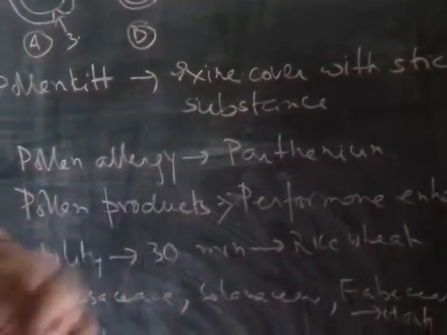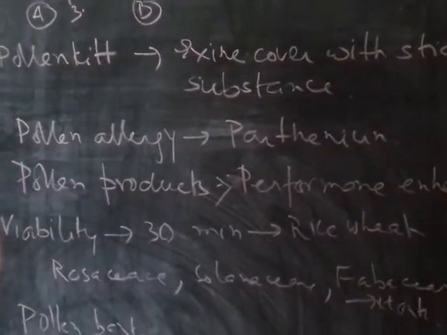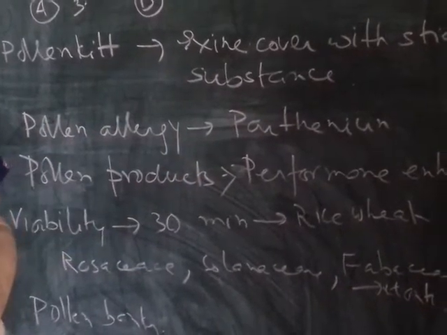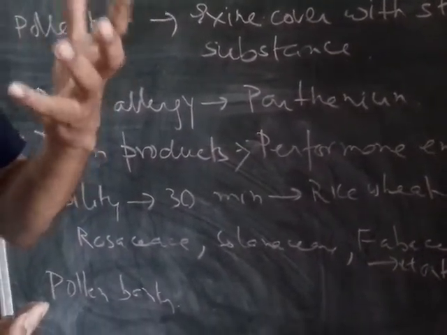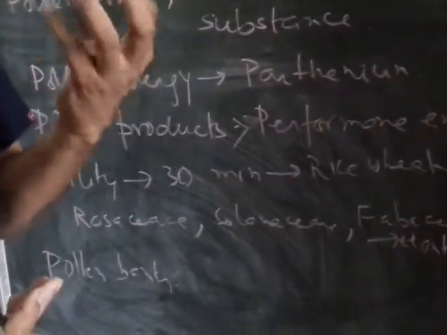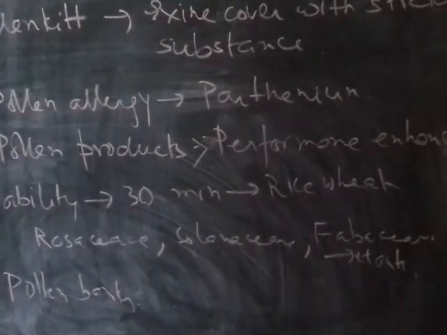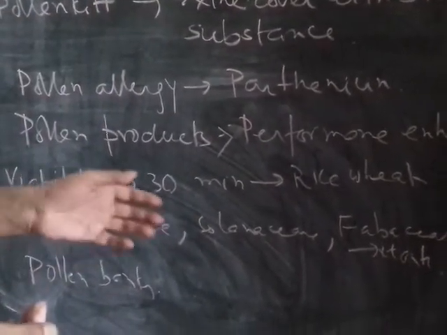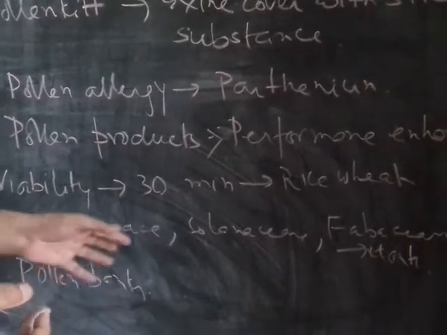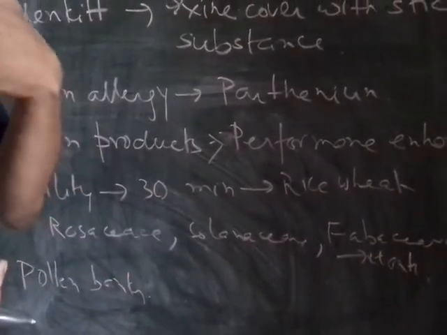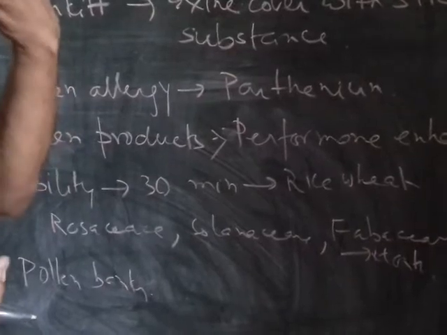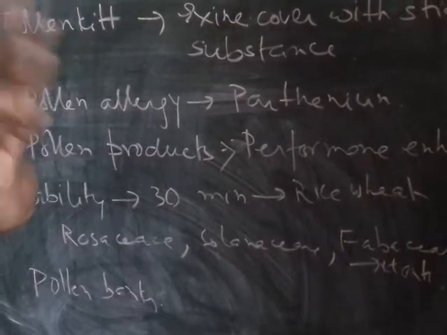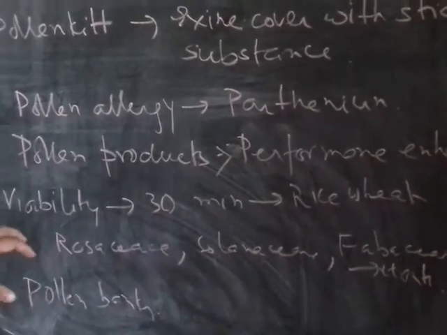Now the viability of the pollen grain. Some pollen grains are viable for, say, 30 minutes, like rice and wheat. When they fall on the stigma, or if they fall somewhere else, they can be alive for 30 minutes. After that they are destroyed. But there are certain pollen grains, for example in the families Fabaceae, Solanaceae and Rosaceae, which can remain alive for maybe months. So the viability of the pollen grain varies.